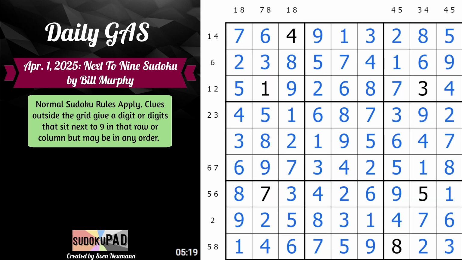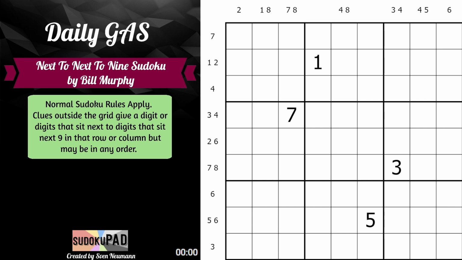So, like I said, that is one of 2 puzzles. The next of the set is called Next to 9 Sudoku by Bill Murphy. Normal Sudoku rules apply. Clues outside the grid give a digit or digits that sit next to digits that sit next to 9 in that row or column, but may be in any order.